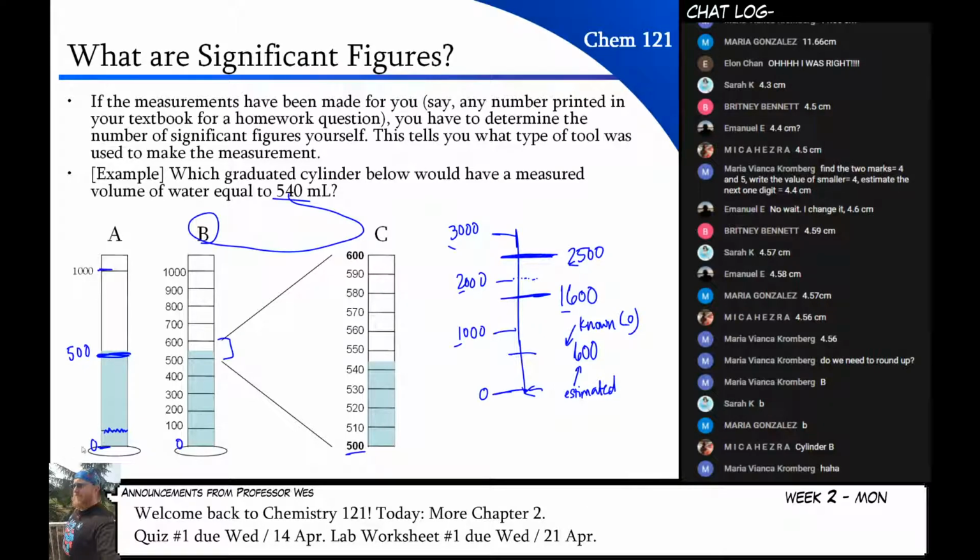For the rest of these, it's pretty straightforward because we have 2 marks that we can easily identify. I've got 500 and 600. I'm going to guess this one to be 540 because lo and behold, that's the number we're looking for, right? And then for graduated cylinder C, I could write 540 as my first mark, and then I'll guess the next digit, which would be in the ones place. And I'd guess that to be like 543 or something. That sounds good to me. And then finally, these are all in milliliters.